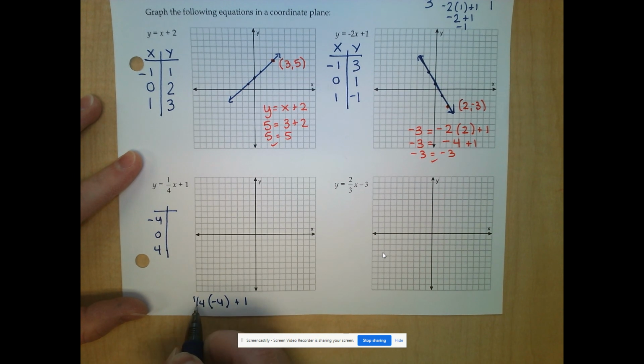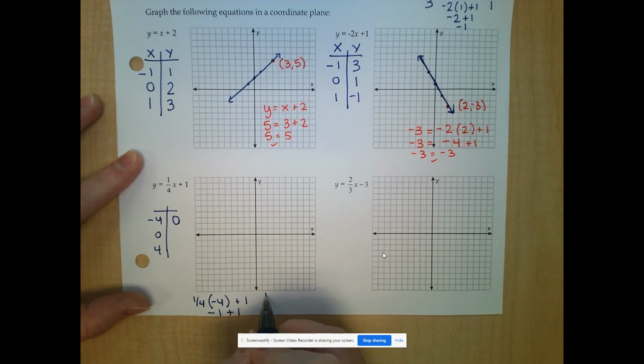So what is 1/4 of -4? It would be -1 plus 1, and the outcome would be 0. If I plugged in 0, that's an easy number to multiply by. Anything times 0 is 0. So that'd be 0 plus 1, and my outcome is 1.